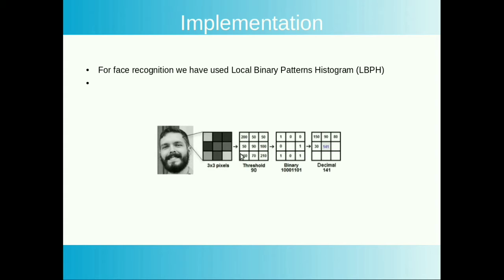For face recognition, we have used local binary pattern histogram. So what is local binary pattern histogram? Consider the following figure. Here a grayscale image is provided. Usually a color image is converted to a grayscale image to improve the detection rate. For this grayscale image, we have the matrix form of this image. So consider the 3 cross 3 matrix. Here the value at the central cell is considered to be the threshold.